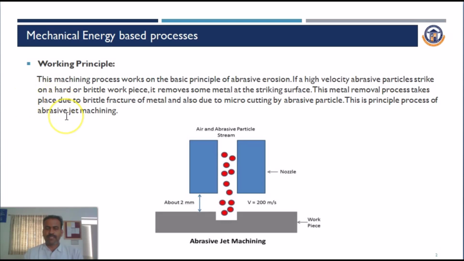Many mechanical energy based processes are there. Mechanical energy means the energy is converted from one form to another form, and then removes the material. So it is called mechanical energy based. The first one is the abrasive jet machining process.